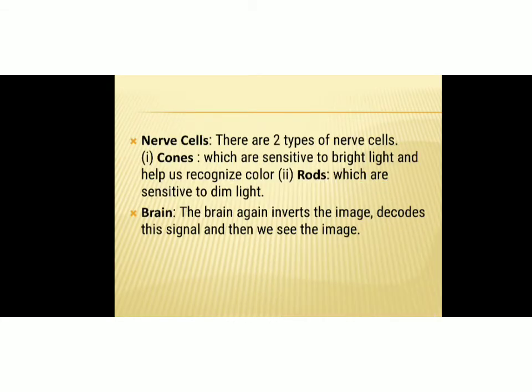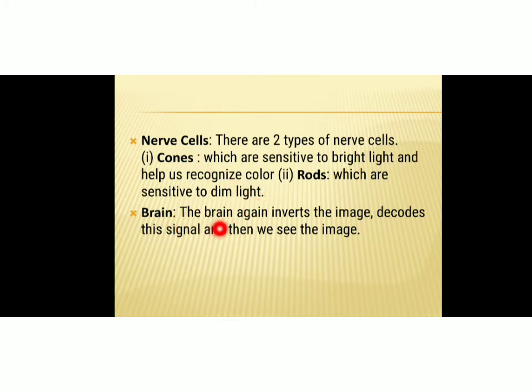Now, we discussed nerve cells. There are two types of nerve cells, cones and rods. Cones are sensitive to bright light and help us to recognize color. But rods are sensitive to dim light. These are the two types of nerve cells.